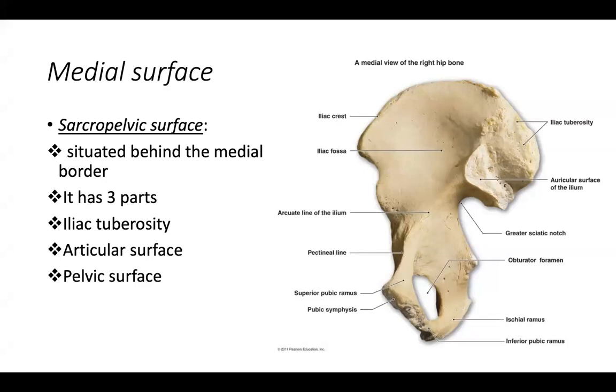And this pelvic surface gives attachment to a muscle called obturator internus. This surface is the pelvic surface, and this pelvic surface will give attachment to the obturator internus. And not only that, a few fibers of piriformis also arise from this pelvic surface of the ilium, the medial surface of the ilium. Is it clear? Yes, sir.